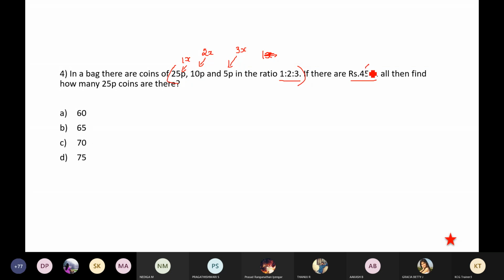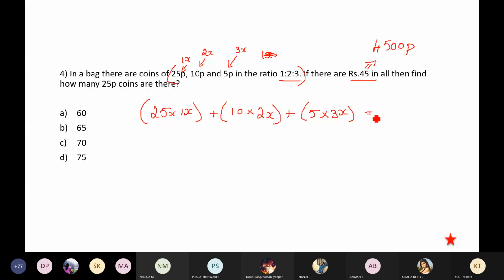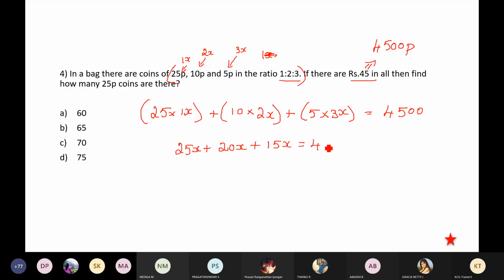Now, in terms of pies, how much is it worth? 4,500 pies. Okay. Yes. So 25 into 1x plus 10 into 2x plus 5 into 3x. Put together, it is worth 4,500. Okay. So it is 25x plus 20x plus 15x. Put together, it is 4,500.